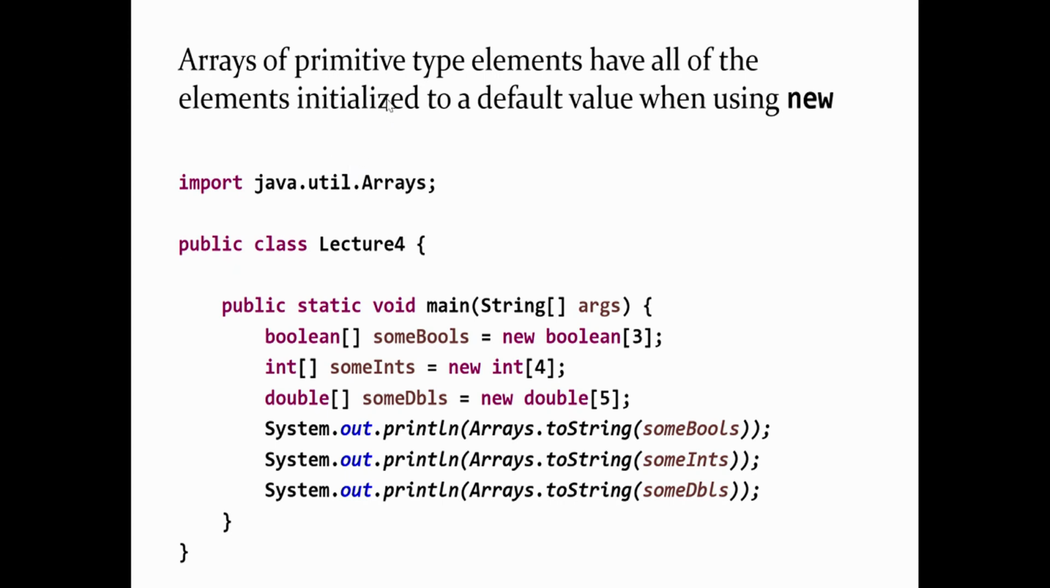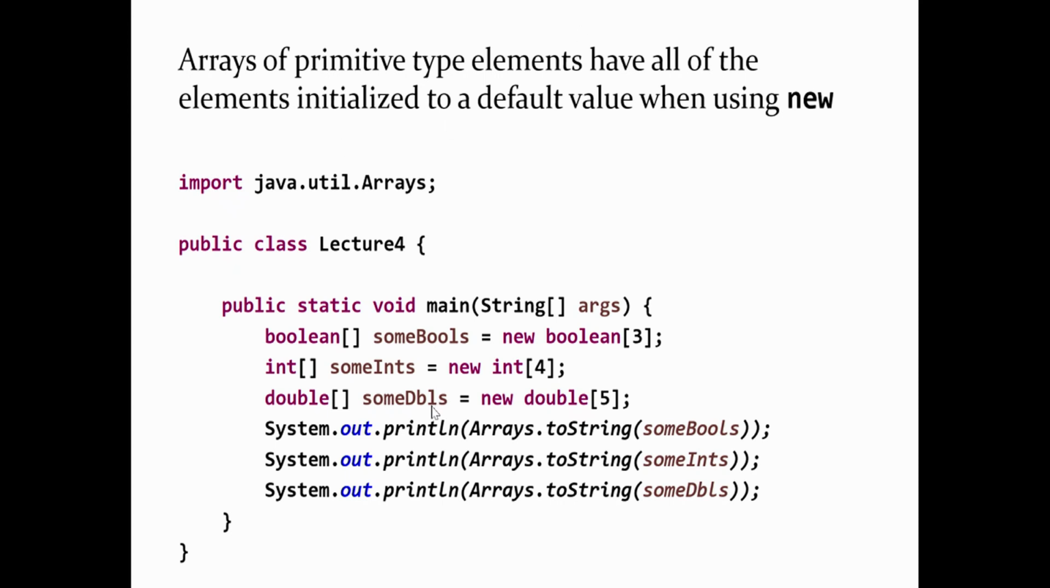Okay, if you have an array that holds primitive elements, then when you write new blah, Java automatically fills in the elements of the array. So here, I've got some bools. It's an array of Boolean, an array of 3 Booleans. Java will automatically fill in that array with 3 values equal to false. The default value for Boolean in Java is false, so you get an array of 3 falses.